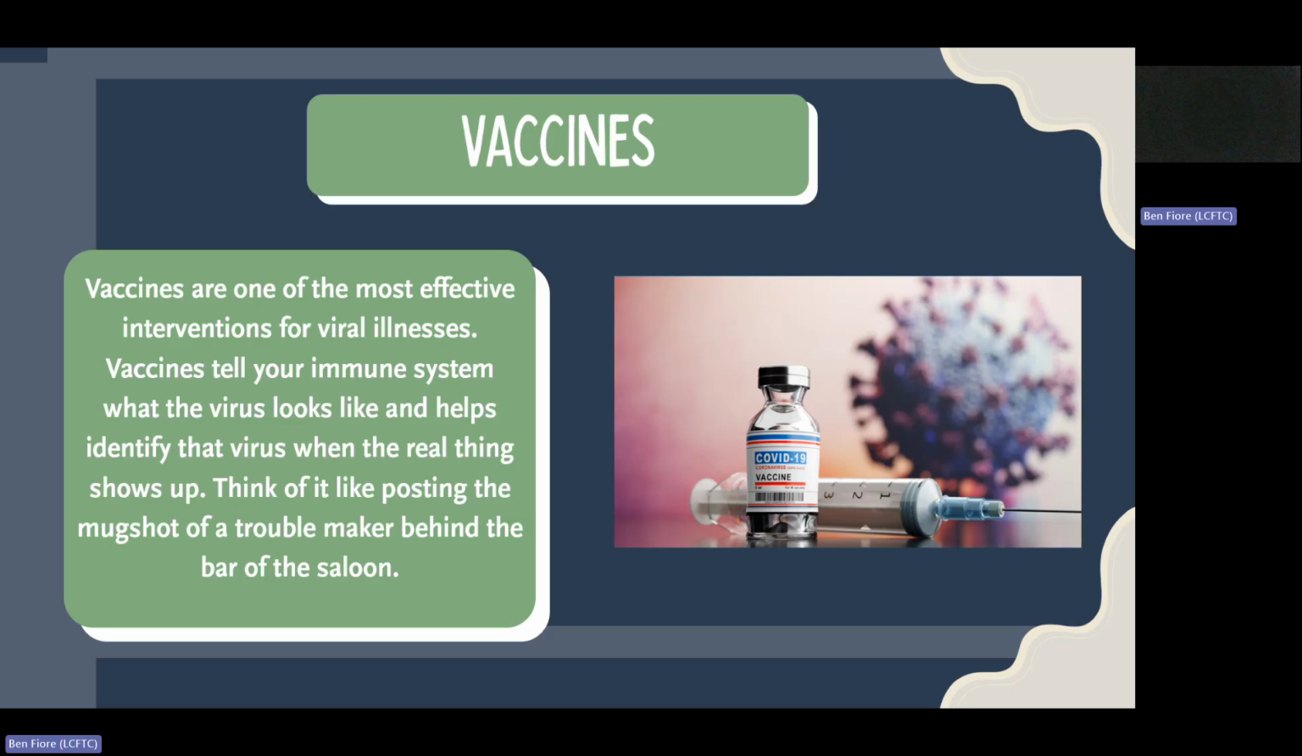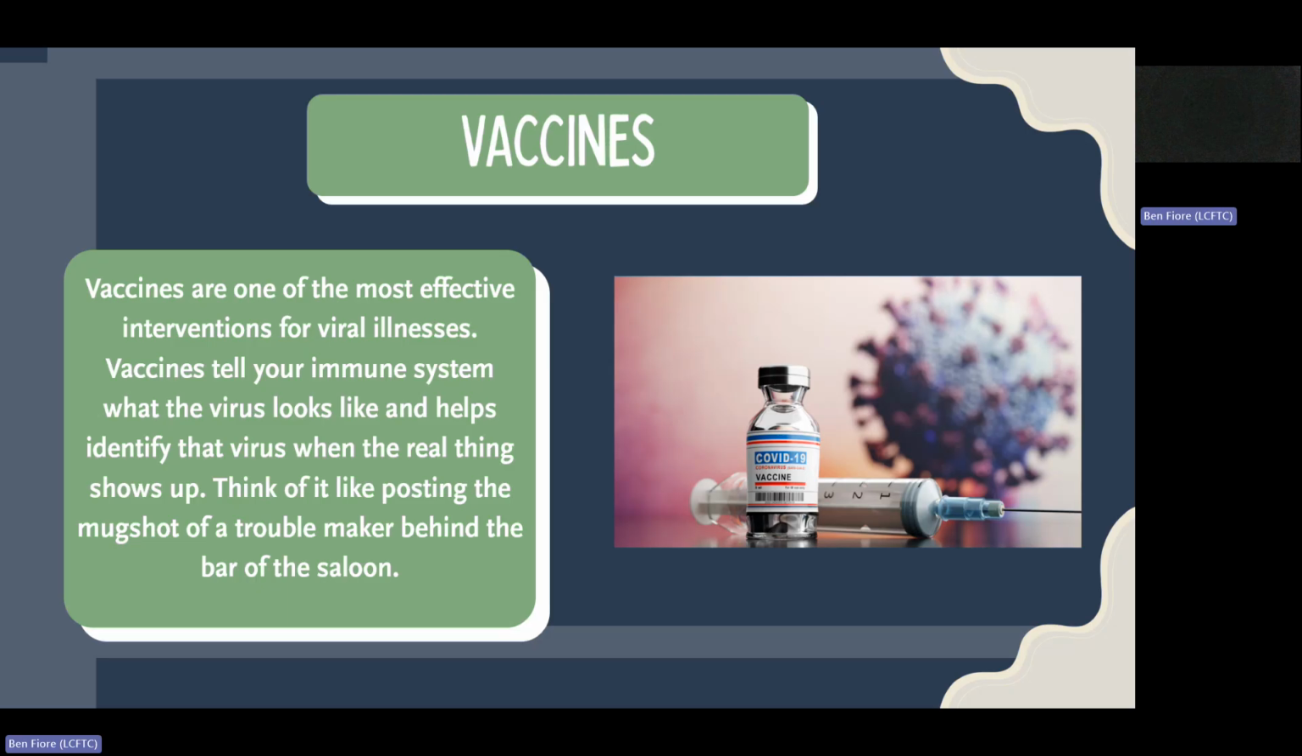And when that troublemaker walks in the front door and you look at the poster and say, that's the same guy, you kick him out. And that's really what vaccines are doing for your immune system. They're saying, here is what this virus looks like. Your immune system attaches to that vaccine version of the virus, an inert or dead version of that virus. And then it says, okay, we know what this virus looks like. And if we are to be attacked by a true viral infection from this virus, we are prepared to fight it.